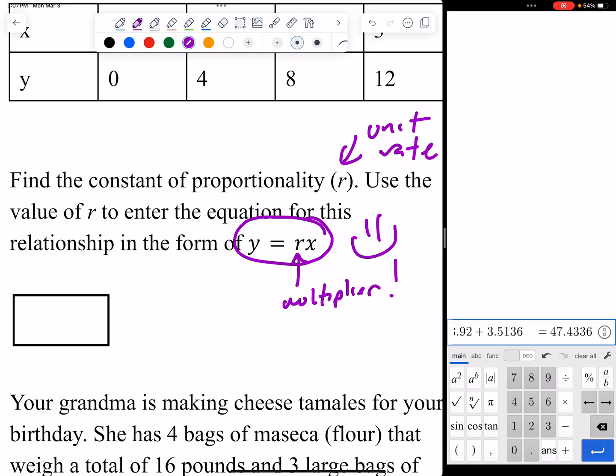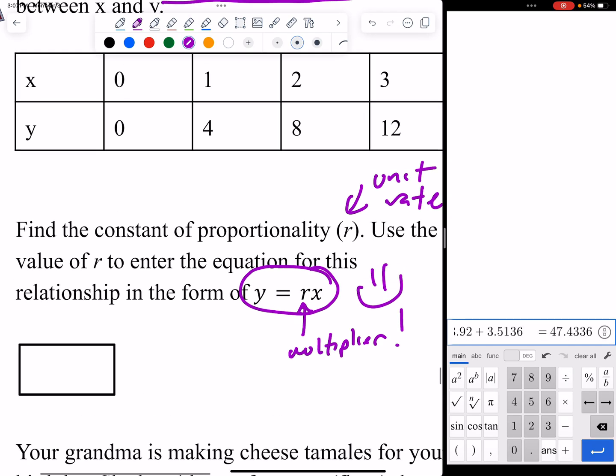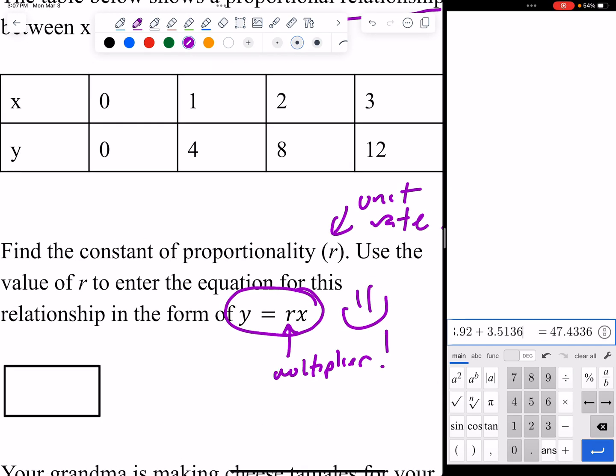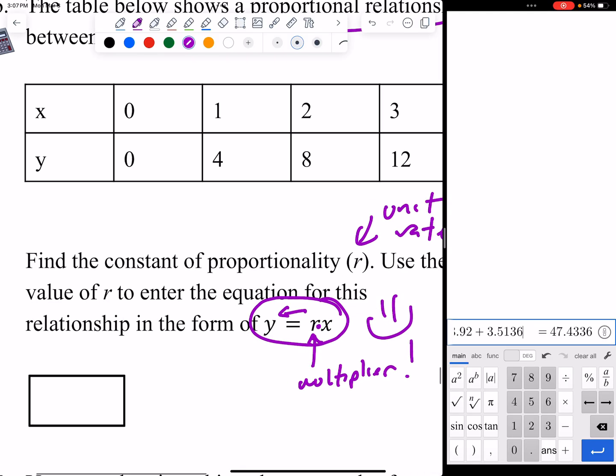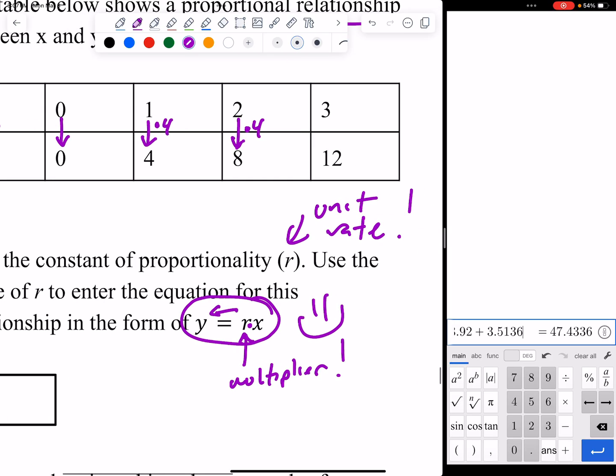So they call it your constant of proportionality, yes. I can call it your unit rate, yes. And I also call it the multiplier. Why? Because you are multiplying x times r to get y. So here's my x. I need to multiply times r, and I'm going to get y. So 0 times what equals 0? Anything. What times what equals 4? So 1 times 4. What about this one? 2 times 4. Yeah, that works out.